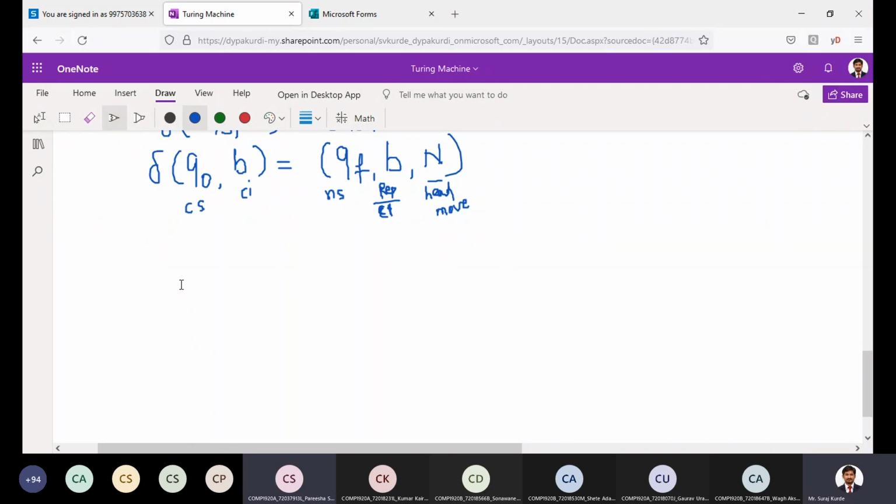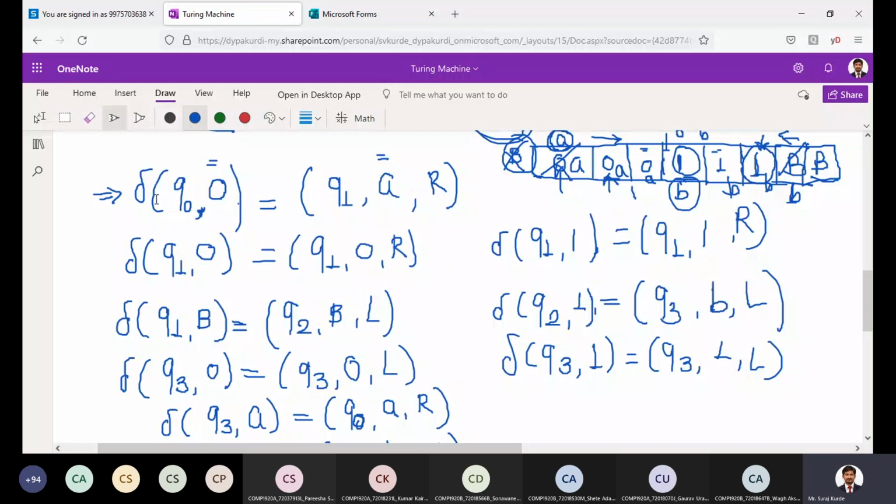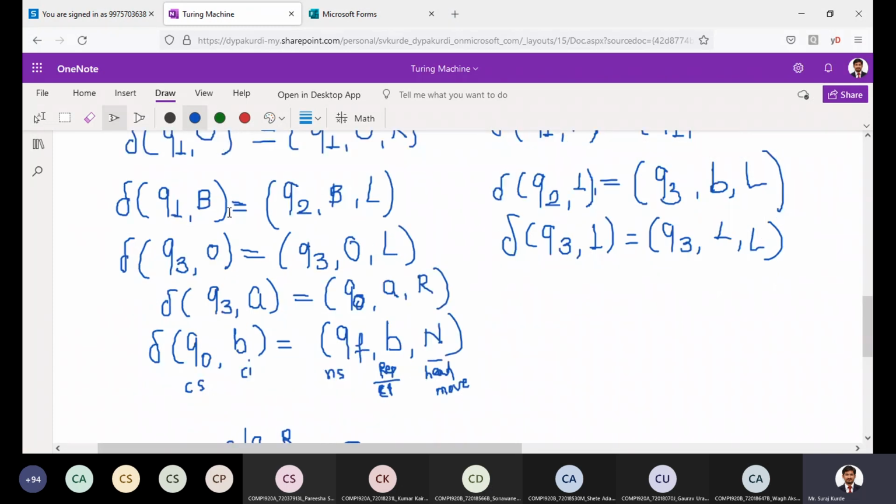Let's draw the transition diagram. So Q0 is the initial state. First input will be 0. Replace with A and go to the right. Next state is Q1. This is our first transition. Q0 is the current state. Current input is 0. Replace with A. Go to the right cell and change the state to Q1. On Q1, input may be 0 or 1. Keep the current cell value as it is and go to the right side. When it reads blank, then it changes the state and goes to the left cell.